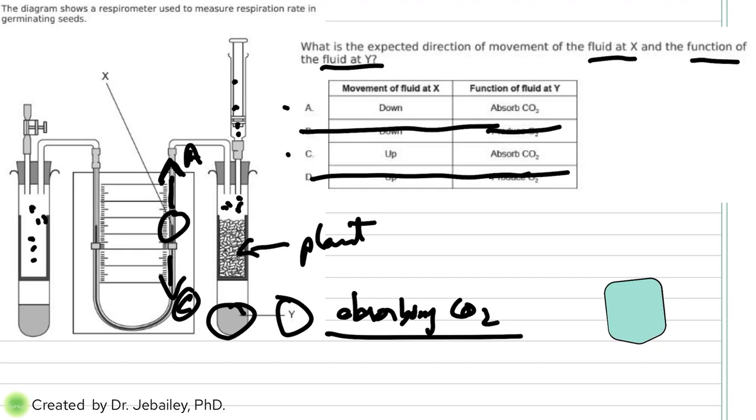Now, remember, if the plant is here and is absorbing oxygen, oxygen is going inside of them and CO2 is going in here, what's happened to this area? This area is becoming empty. So if it's becoming empty, right? If there's nothing in there, what's going to happen? You have to bring new oxygen into it. So the pressure is coming out and pushing it. So that means it's going up. So the right answer is C.